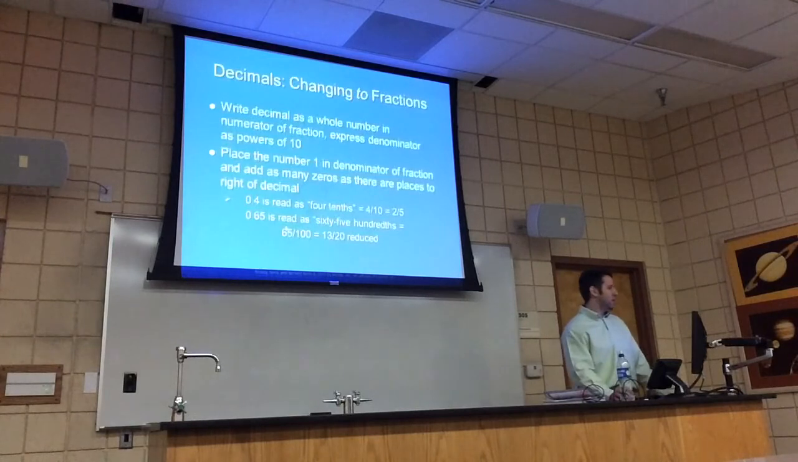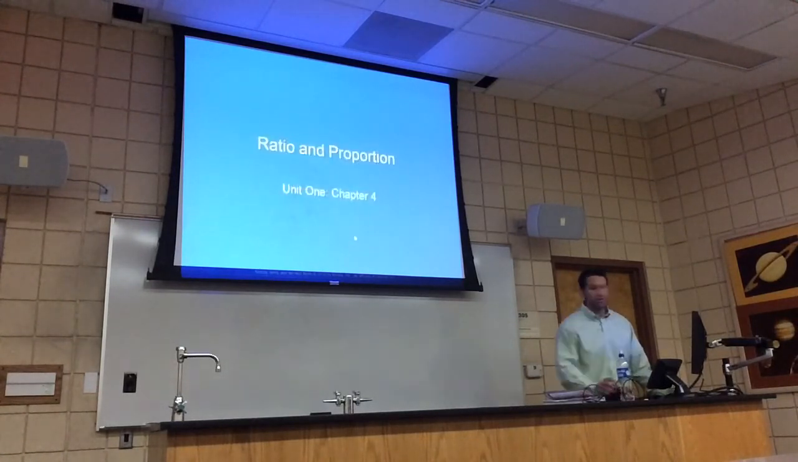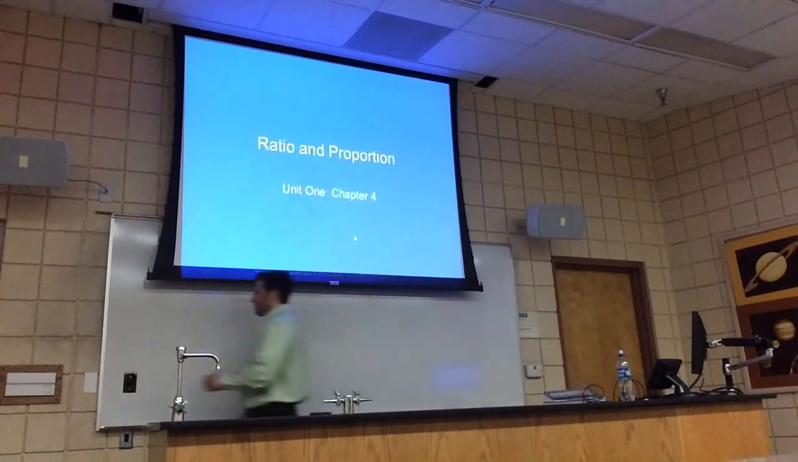0.65 is read as 65/100, right? So all I have to do is put 65 over 100, because that's 65/100. That's the decimal fraction. And then I can reduce that to 13 over 20. So that's how you make a decimal a fraction. Okay, so let's just talk about that a little bit.